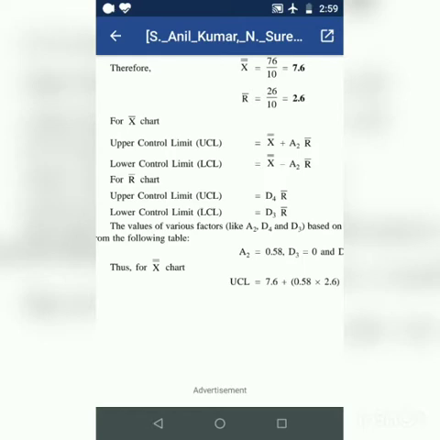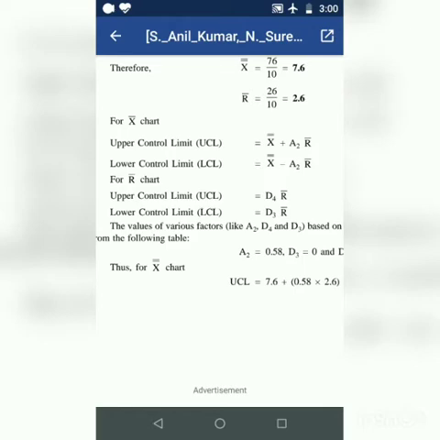and R bar, now we will use the same values of x double bar and R bar to determine the limits of process. Here you can see the A2 is basically a constant value which you will find in the table at the back of any statistic book.